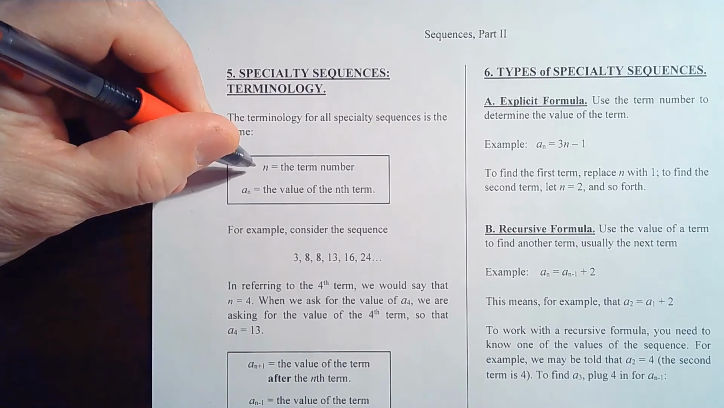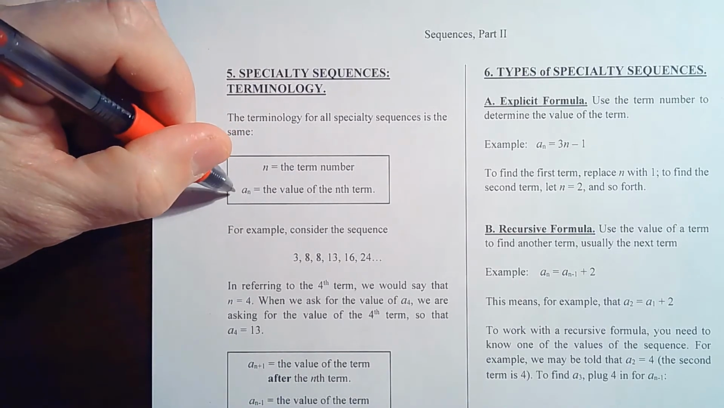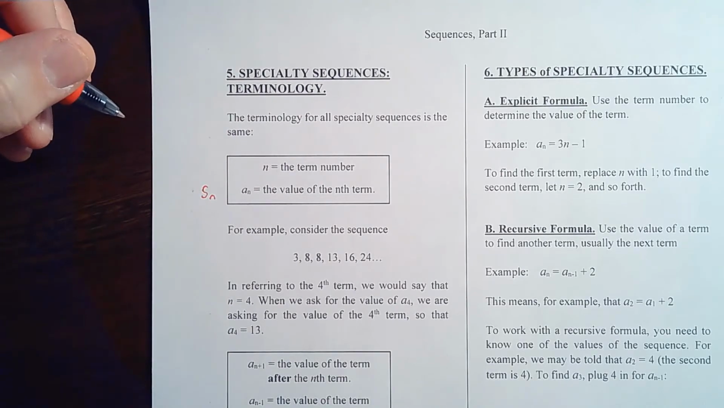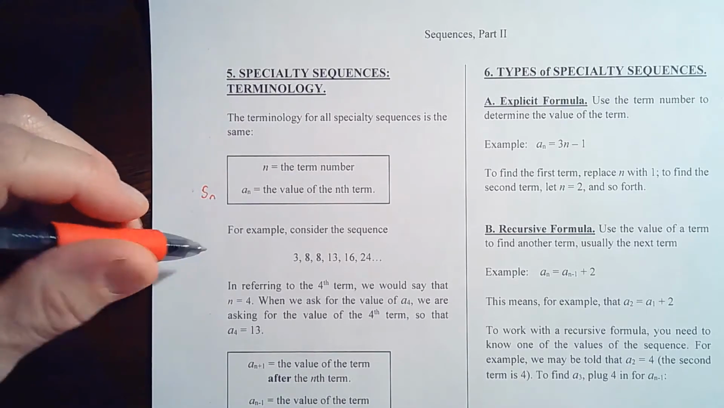N is the term number. We've already talked about that. Now, a sub n represents the value of the nth term. You might also see s sub n on the ACT. We've got to think this through, make sure we really understand this.